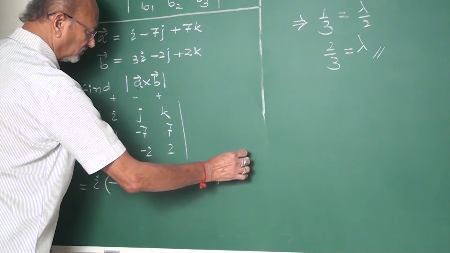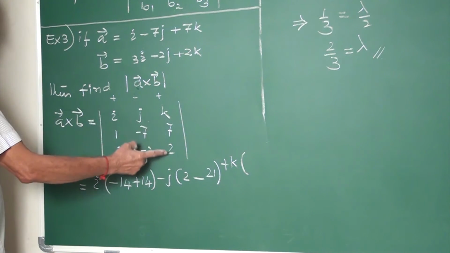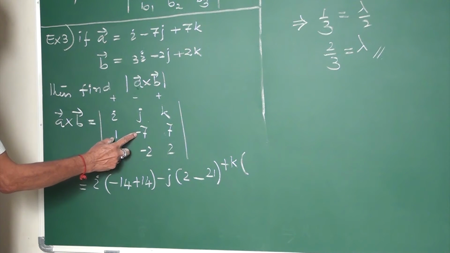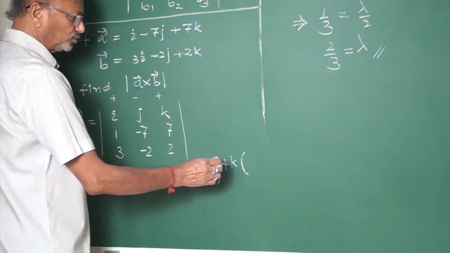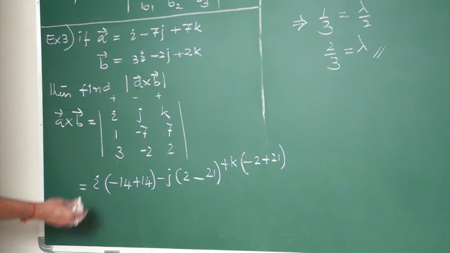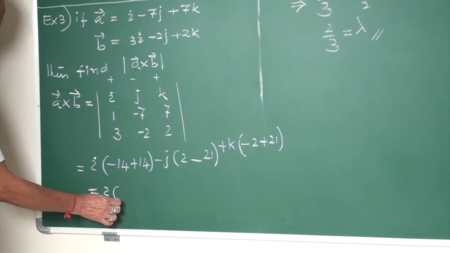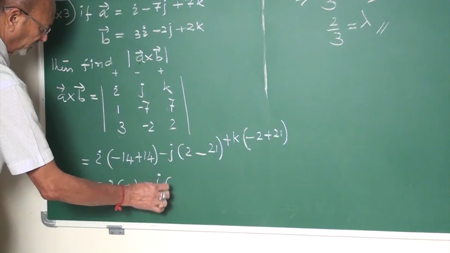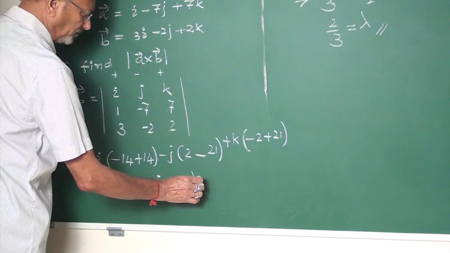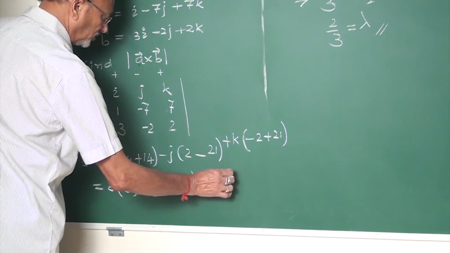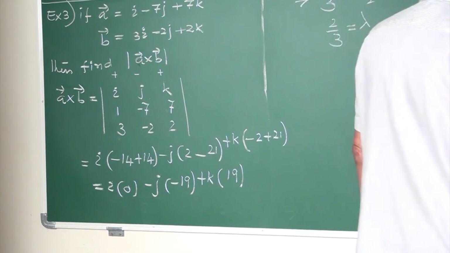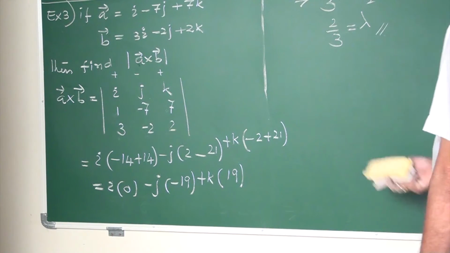Plus k into, leave the elements of the first row, last column. This is minus 2, minus of minus plus 21. Minus 2 plus 21. Simplify it, my friend. This is i into 0, minus j into minus 19, plus k into plus 19. Therefore, A cross B is this.